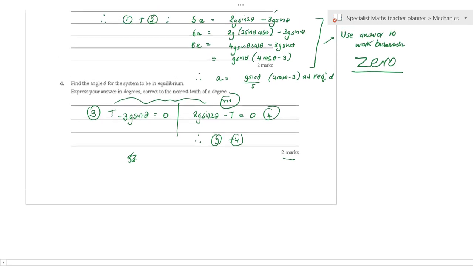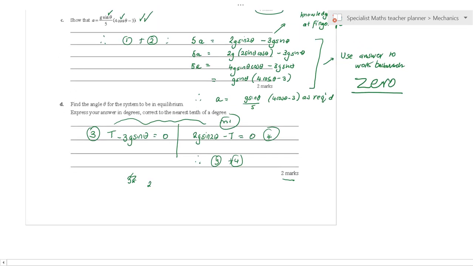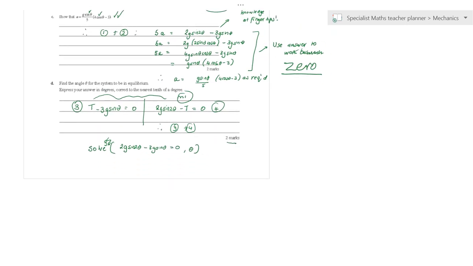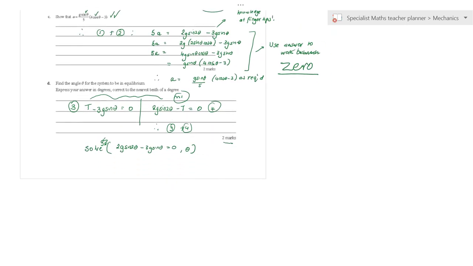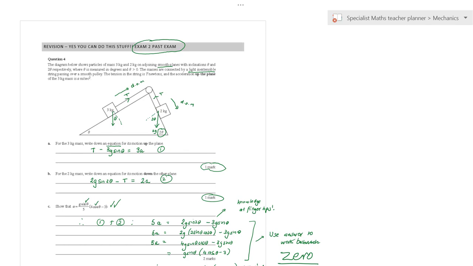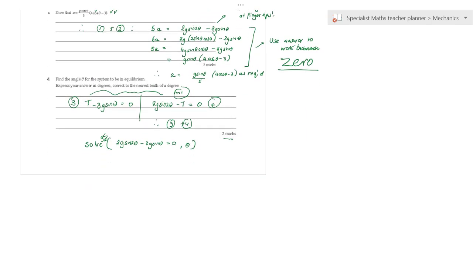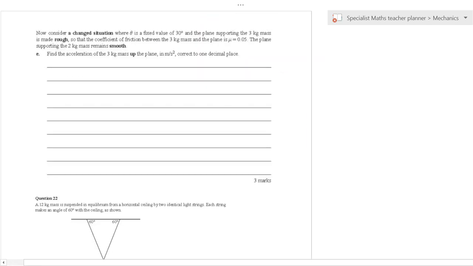What we can say is when we add those, we've got 2g sine of 2 theta minus 3g sine of theta is equal to 0, and you have to use your CAS. Solve for theta, and you can find the answer to that one quite easily.